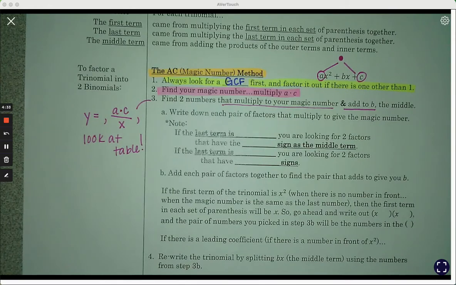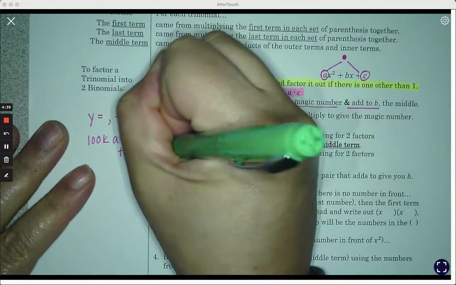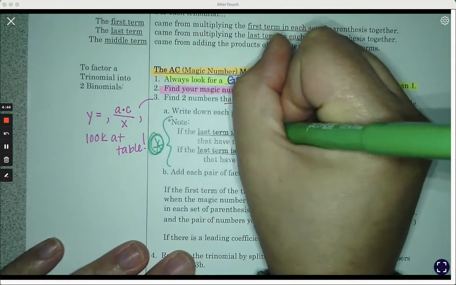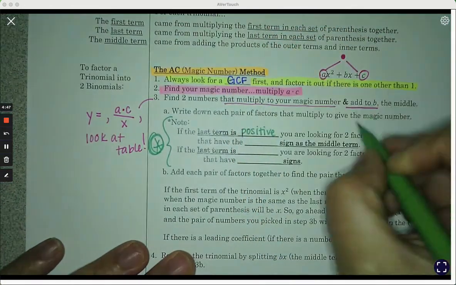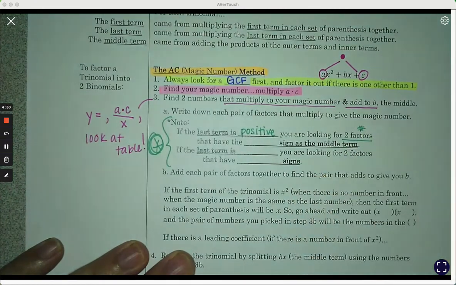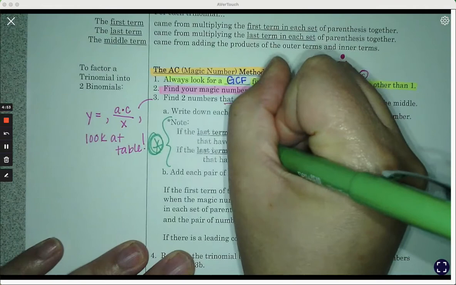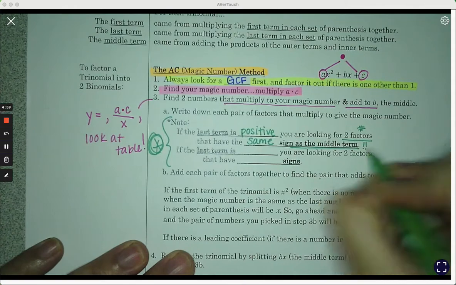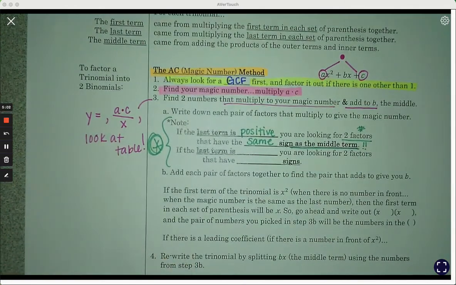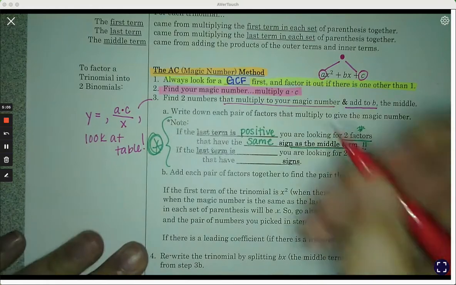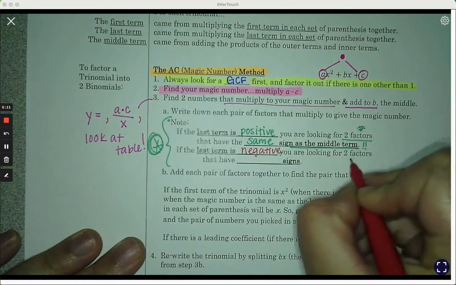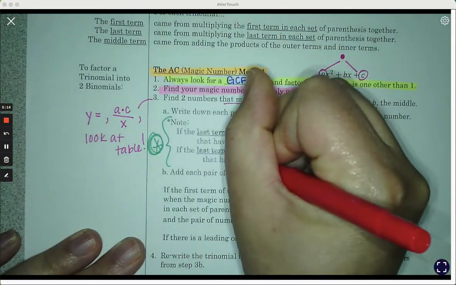So this is also super important. I wish more people paid attention to this one. This special note right here. Okay, if your last term is positive, you are looking for two factors or two numbers that have the same sign as the middle term. Okay. If the last term is negative, you are looking for two factors that have opposite signs.